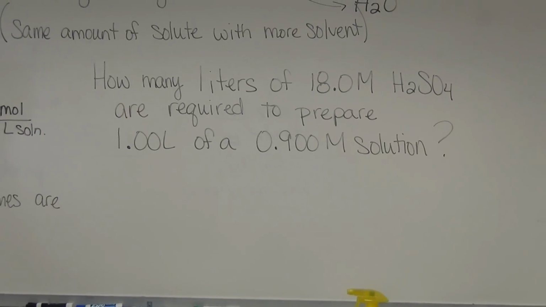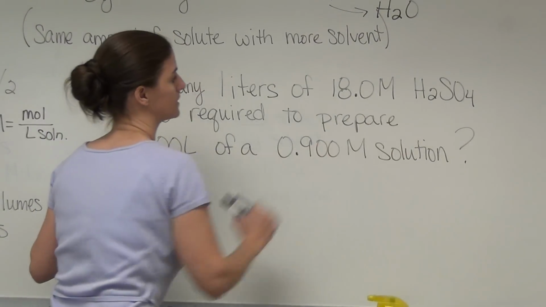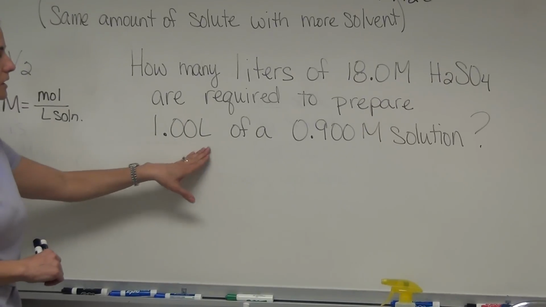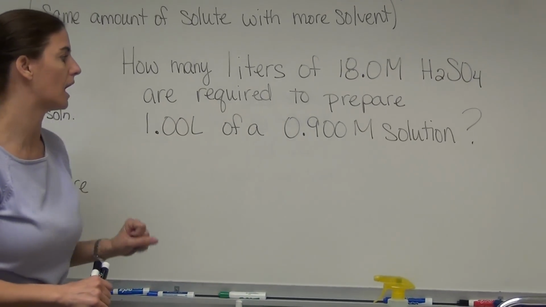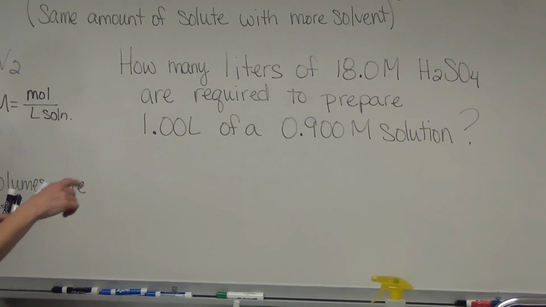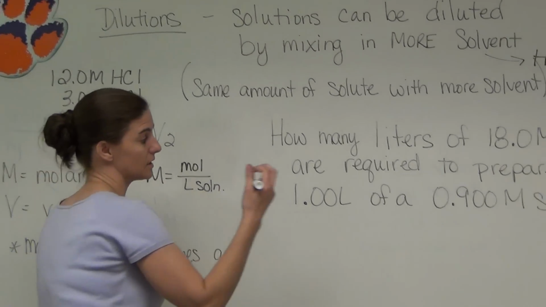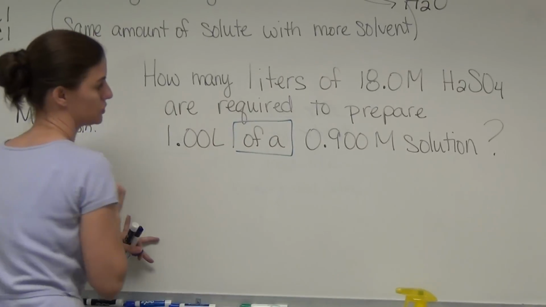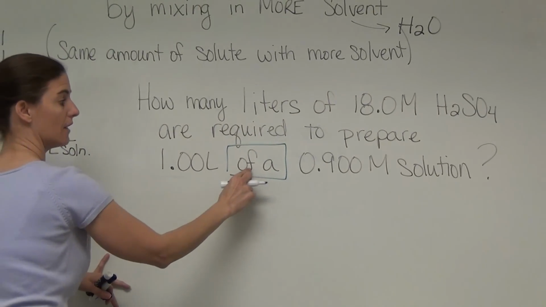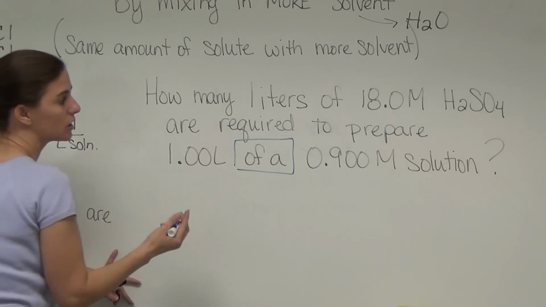How many liters of 18.0 molar H2SO4, this is sulfuric acid, are required to prepare 1.00 liters of a 0.900 molar solution? Students ask all the time, how do I know which are my ones and which are my twos? I tend to look at the two words, of a. Whatever is sandwiched on the outside of a, these go together. So you can either make these ones or you can make them twos.